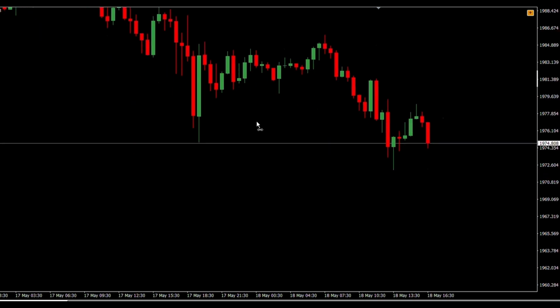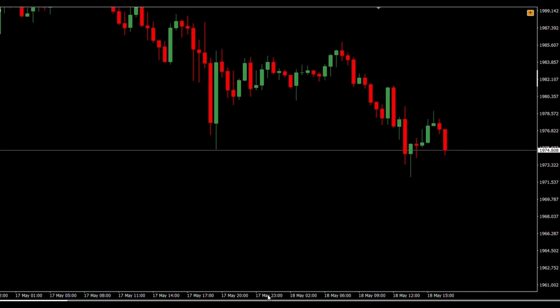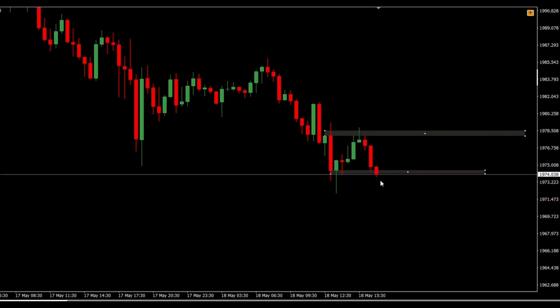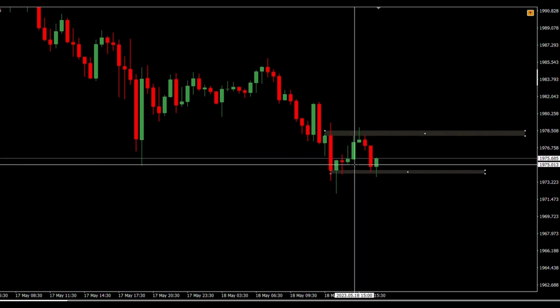Let's move to the next example. This is again a 30-minute chart of gold. Here is the support zone. Let's draw support here and a resistance here. If the next candle breaks the previous candle low, I will take an impulse entry.